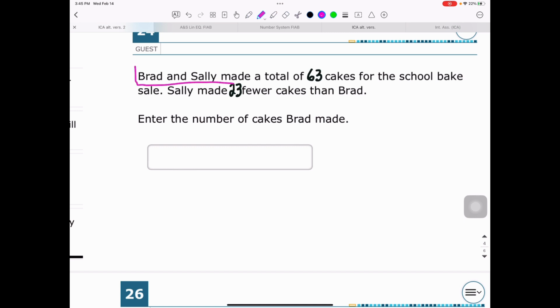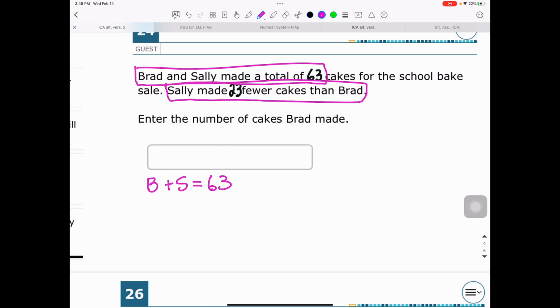Brad and Sally make 63 cakes. So I don't know what Brad is. We'll call him B. However many Brad makes plus however many Sally makes is 63. Okay. Now, Sally's is 23 less than Brad. So Sally is equal to Brad if you took away 23 from him.